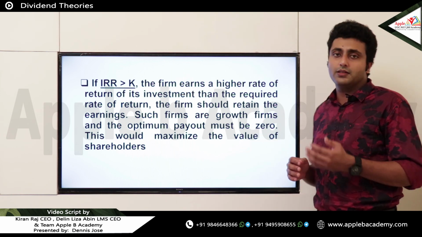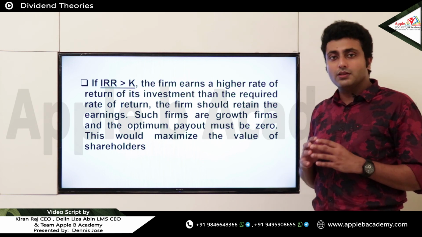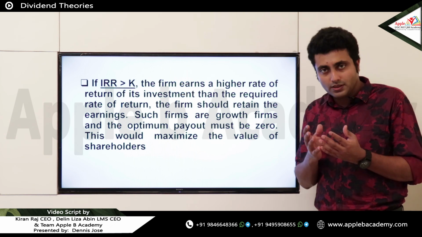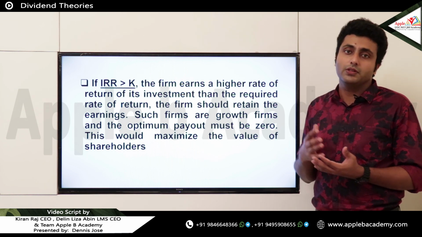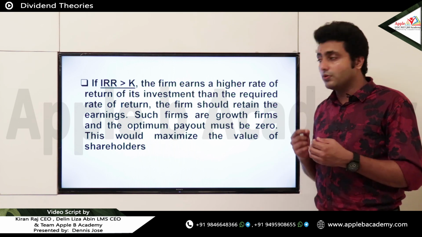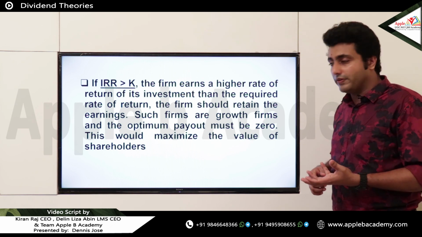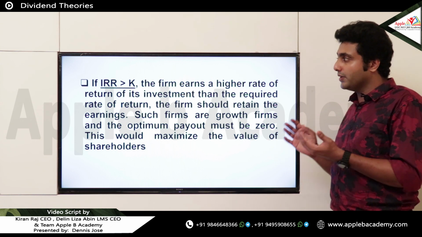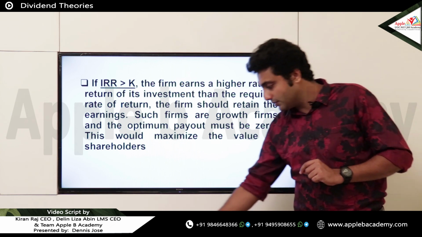If IRR is greater than K, the internal rate of return is greater than cost of capital, it means the firm is actually growing. This is a growth business. So, what must the firm do? They must reinvest the profit in new business opportunities and create wealth for the company. So, that is the implication. If IRR is greater than K, you have to reinvest the amount and increase the value of the company. So, the dividend payout ratio will be 0. Remember, when IRR is greater than cost of equity, the payout is equal to 0. That is the first case in this.